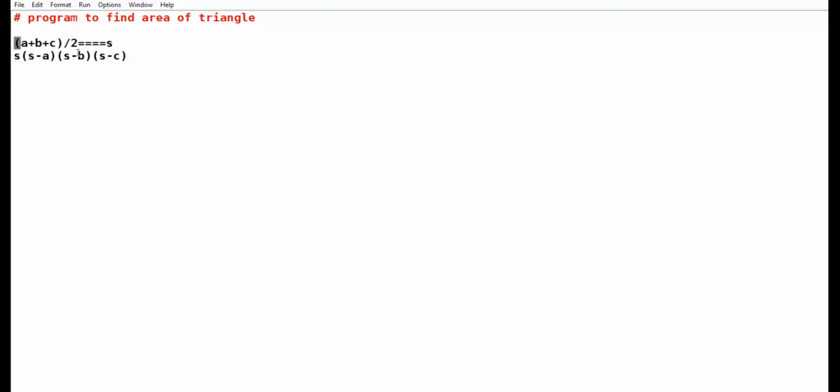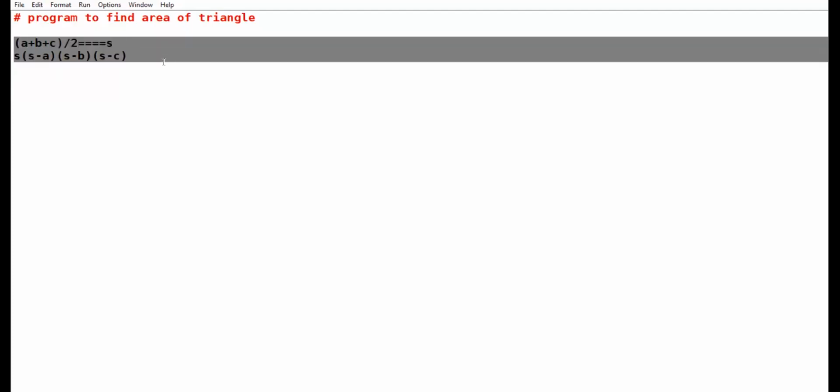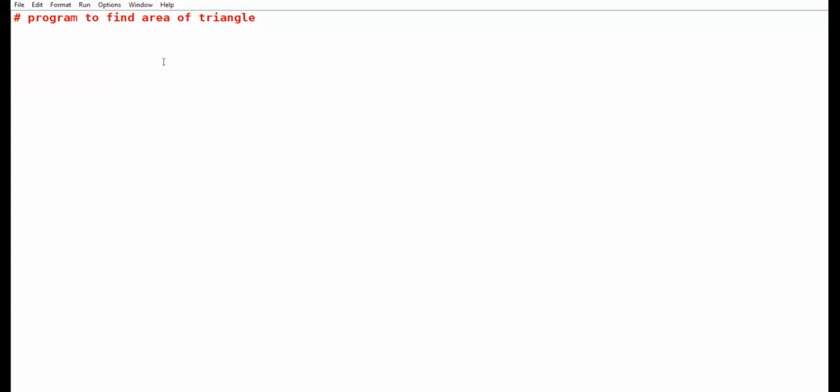So this thing, how to implement in programming. In programming, we have no symbol like square root, but we have one function that helps us to find the square root of a number. As such, we have no symbol for square root, but there is one inbuilt function in Python programming that will help us to find the square root of a number.